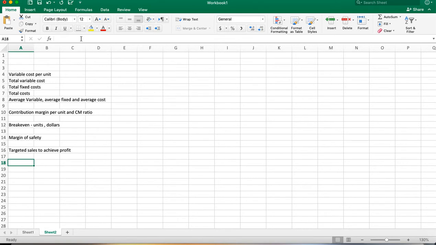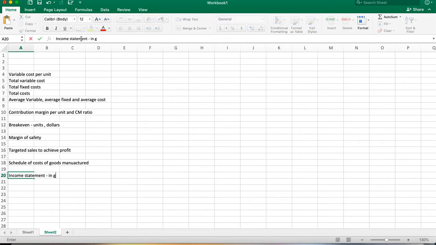And then the last thing I'm going to ask you to do on this quiz is a schedule of cost of goods manufactured. Very important that you understand how the beginning and ending inventory impacts this. And from there, an income statement in good form. So I'm not looking for operating income in particular. I'm looking for in good form. And so that's it for your last quiz. Again, kind of should be easy for you.